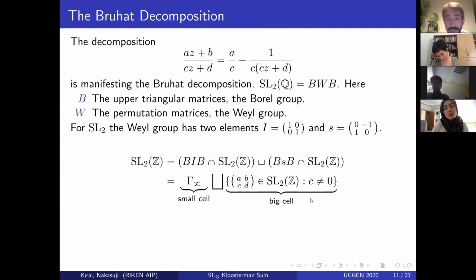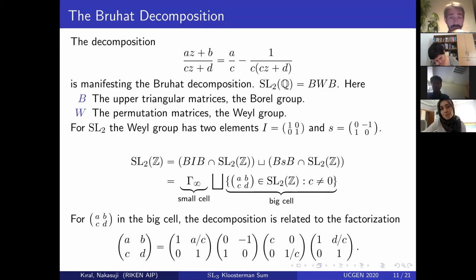And the other cell, it's called the big cell, is characterized by the fact that the lower left corner is not 0. So it is the BWB cell. Sorry, cell. It's a set, it's a double coset. Okay. So for ABCD in the big cell, the decomposition that I've written, like A over C, 1 over C, CZ plus D, is related to this factorization. So this is the BWB factorization.